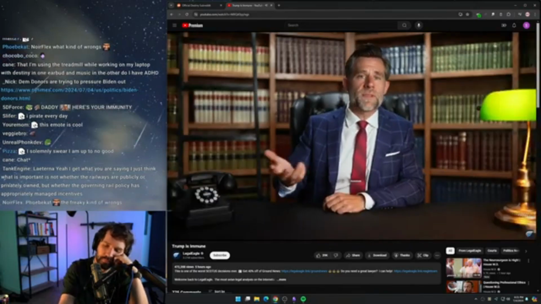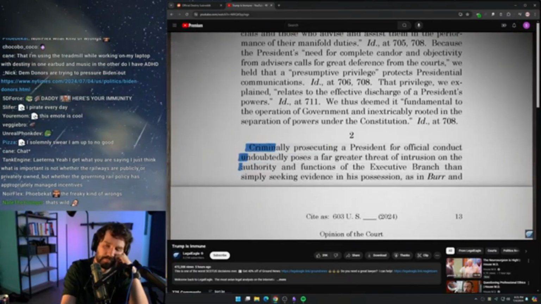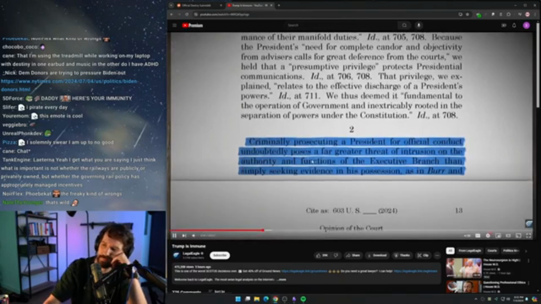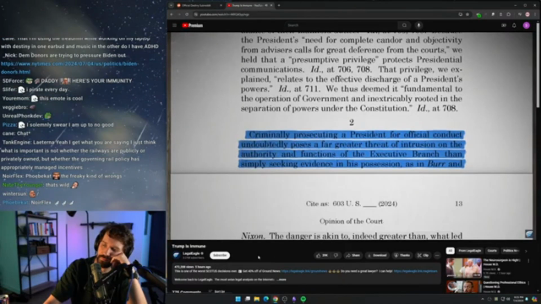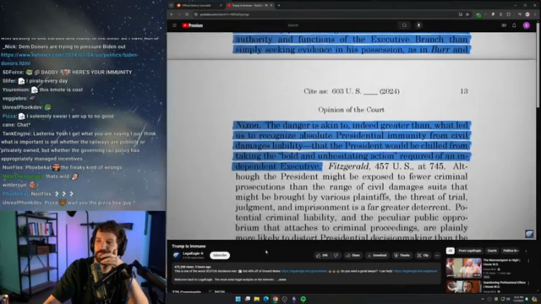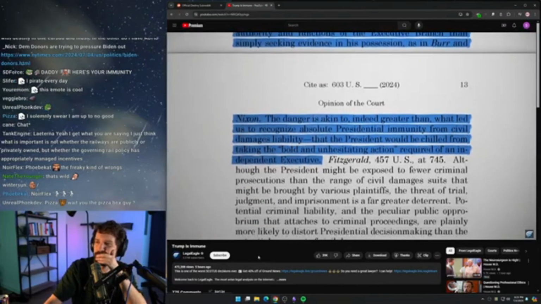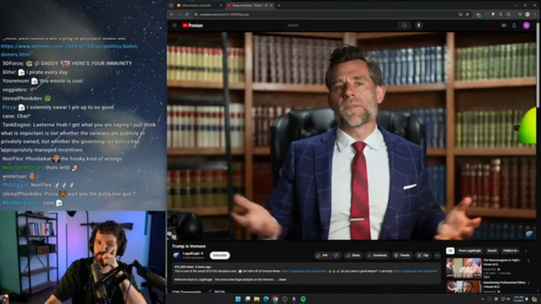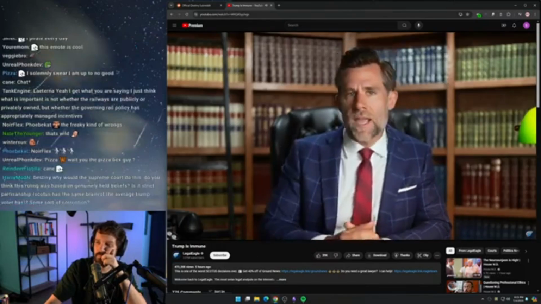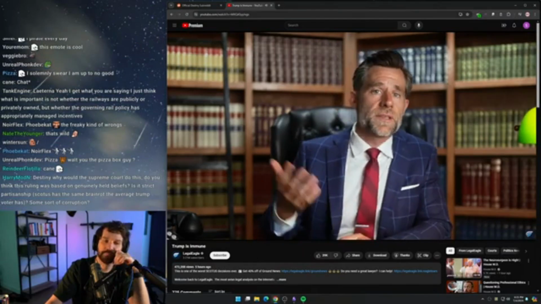However, the court sees the Trump case differently because Trump is the subject of a criminal prosecution. Quote, "Criminally prosecuting a president for unofficial conduct undoubtedly poses a far greater threat of intrusion on the authority and functions of the executive branch than simply seeking evidence in his possession, as in Burr and Nixon. The danger is akin to, indeed greater than, what led us to recognize absolute immunity from civil damages liability, that the president would be chilled from taking the bold and unhesitating action required of an independent executive." So the argument goes, if a president could face criminal prosecution for his official acts, including communications with his aides, he might be unable to perform his official duties because he fears prosecution.